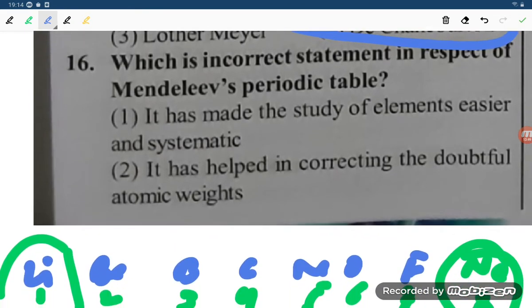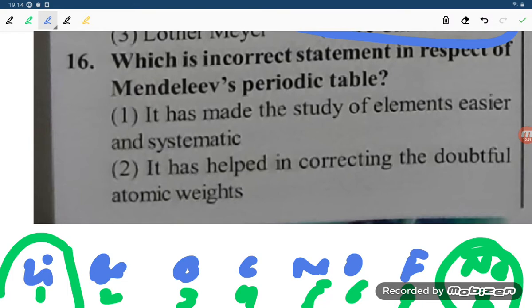Next one, question number 16. You see, student, which is the incorrect statement with respect to the Mendeleev periodic table?